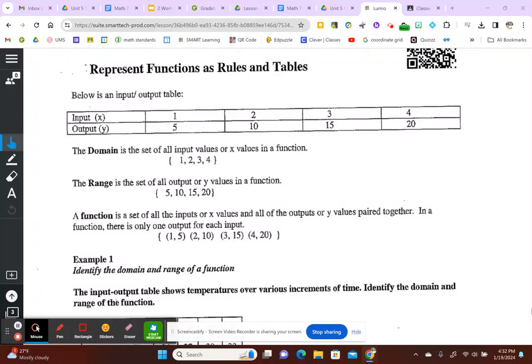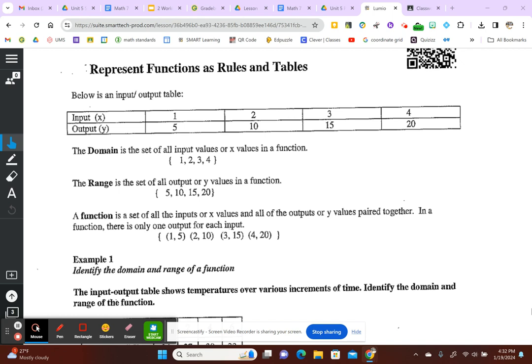Okay, so this is page 3 of the Unit 5 Part 4 packet. We're going to be going over functions as rules and tables, and we're going to go over some vocabulary. So the vocabulary you need to know is domain, range, and function.